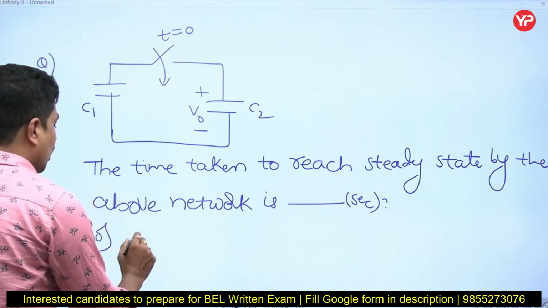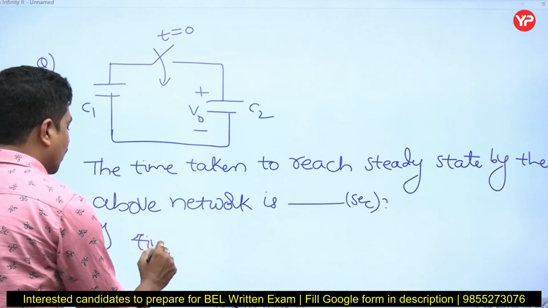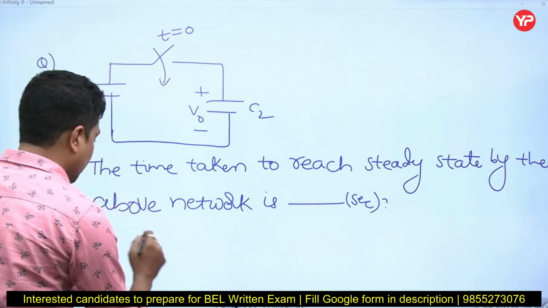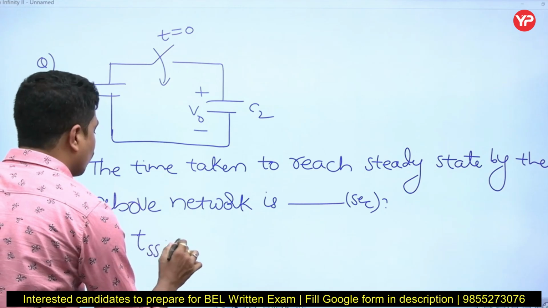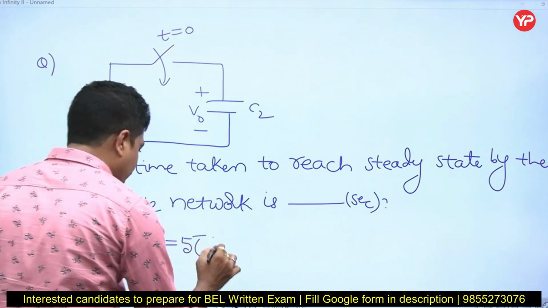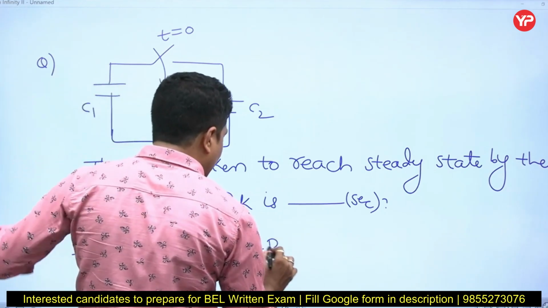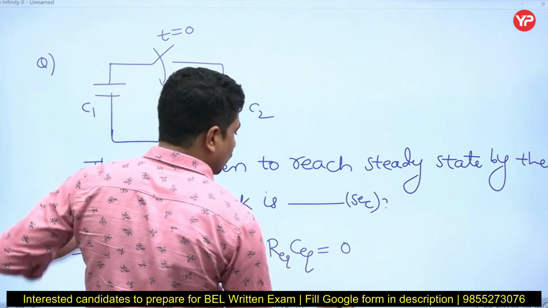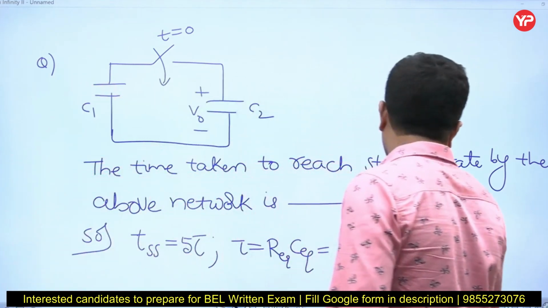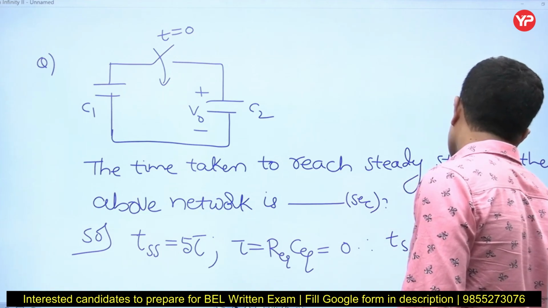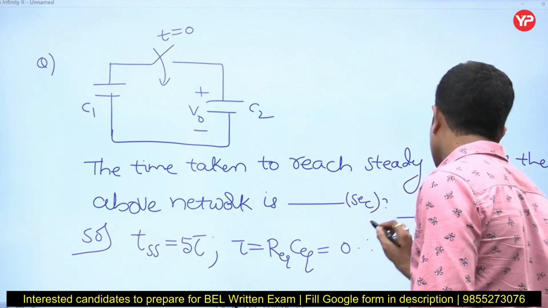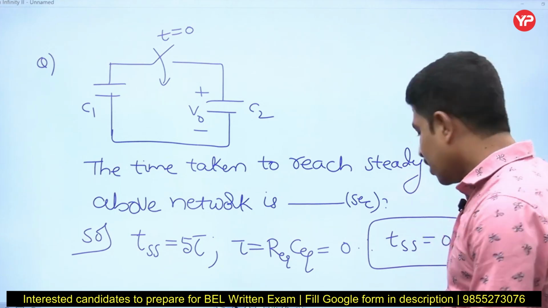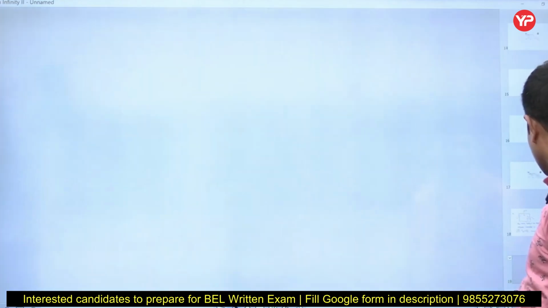Yes, time taken to reach steady state is almost, we take it as 5 tau. The time for steady state, TSS, is equal to 5 tau, right? What is tau? Tau is equal to R equivalent into C equivalent. What is the R in this one? 0. Therefore, the time taken to reach steady state is equal to 0 seconds. Means within 0 time it will settle, right?